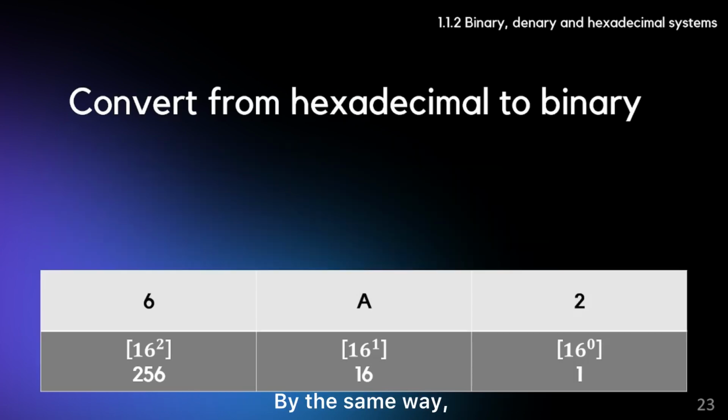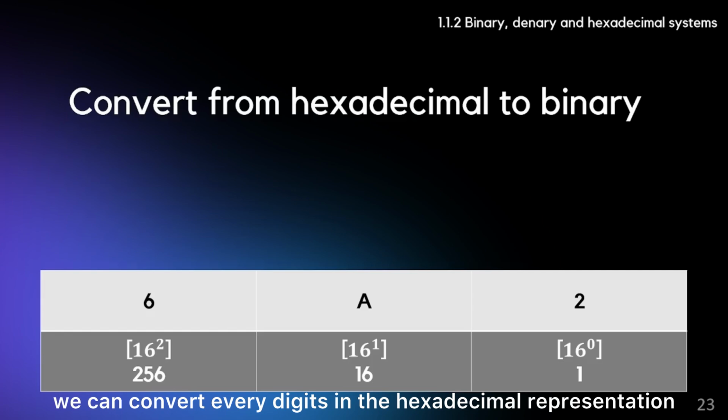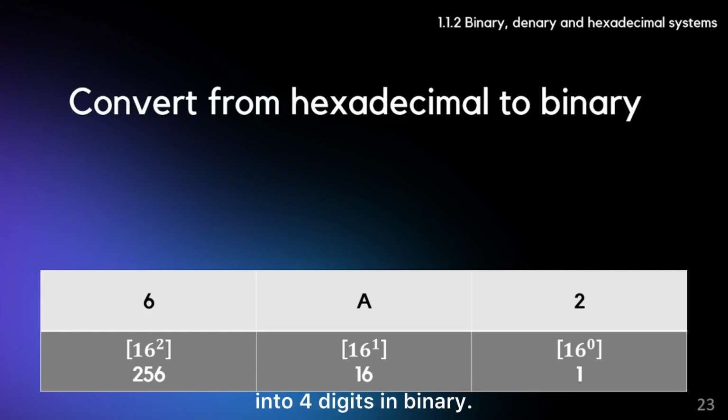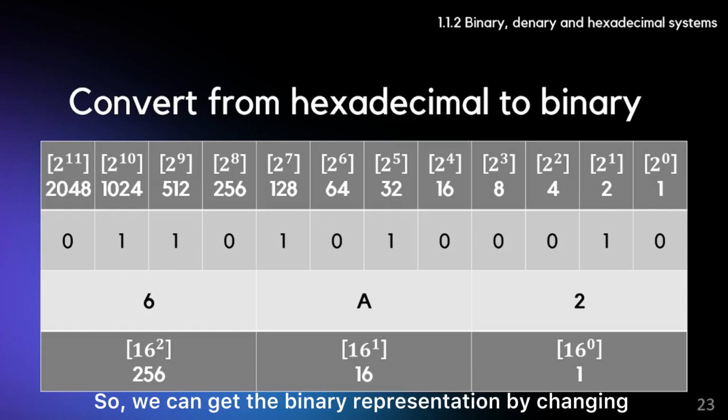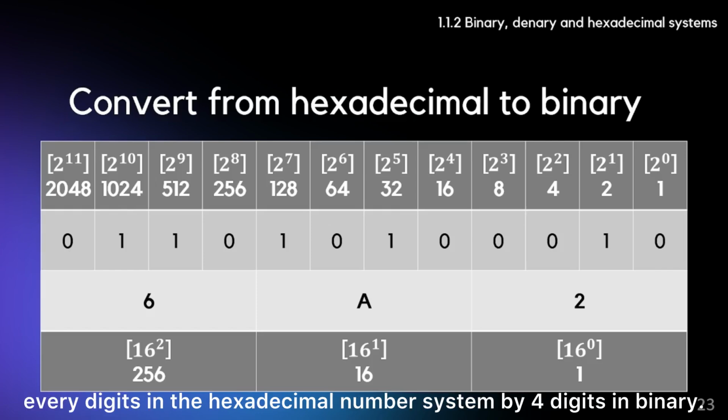By the same way, we can convert every digit in the hexadecimal representation into 4 digits in binary. For example, 6 in hexadecimal means 0110 in binary. So we can get the binary representation by changing every digit in the hexadecimal number into 4 digits in binary.